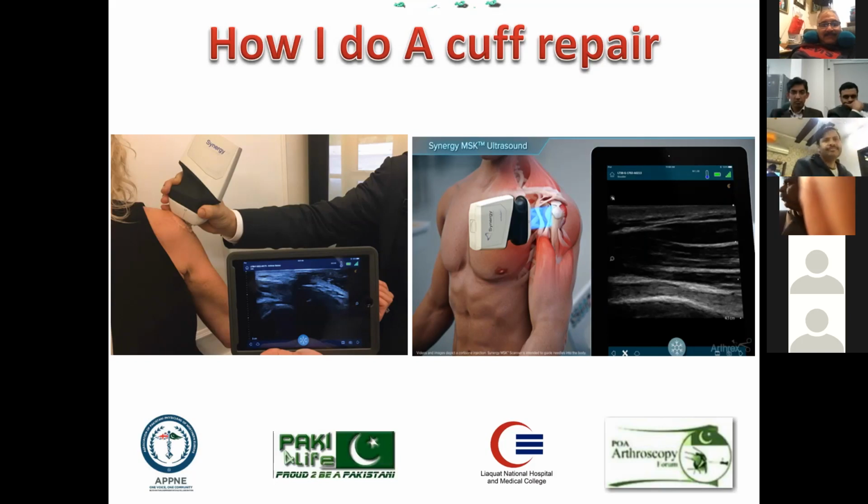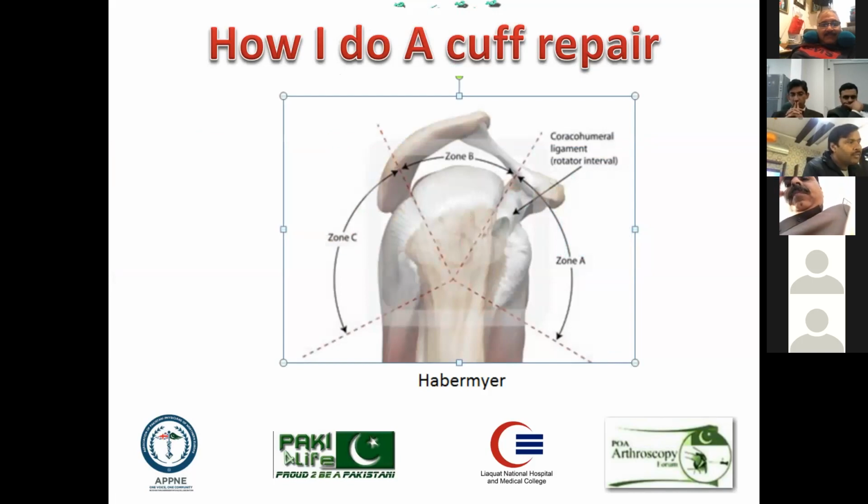But this is now an advancement. It is far better than all the systems that are around. At least in my hands, I can diagnose the cuff tear. So once I've diagnosed a cuff tear after the patient's symptoms have told me that it looks like a cuff tear, I will then classify it, okay?